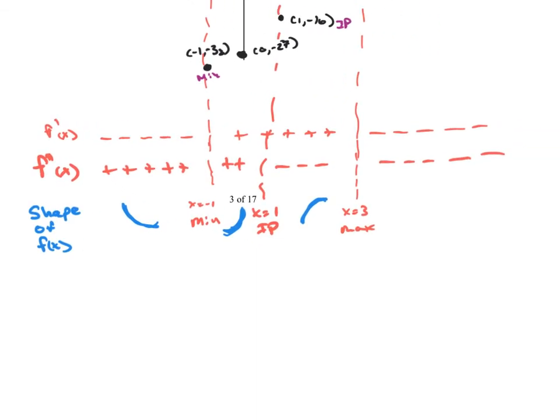My second derivative is negative. Again, second derivative negative means concave down, which is a frown. My first derivative is negative, so that means I have to be decreasing. So which half of a frown is decreasing? It's the right half of a frown is decreasing. So the shape of my graph has to look like the right half of a frown.